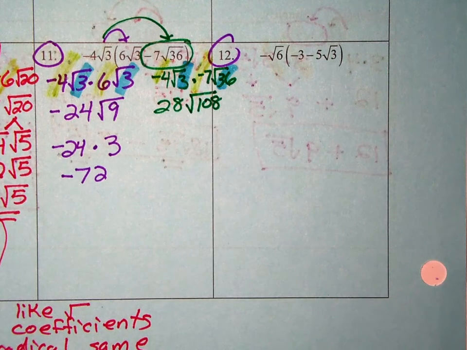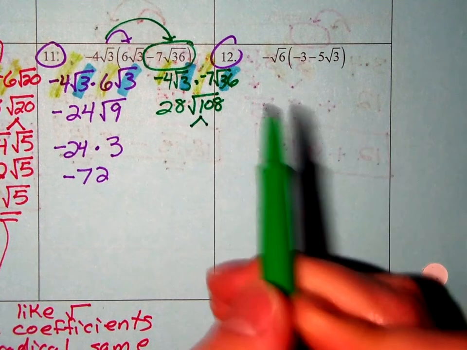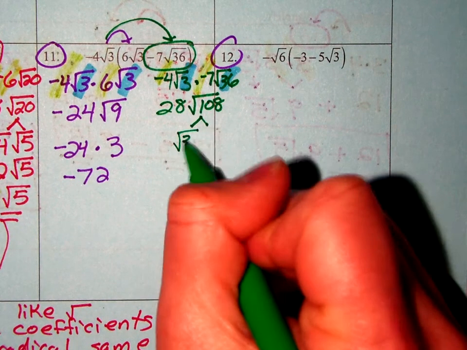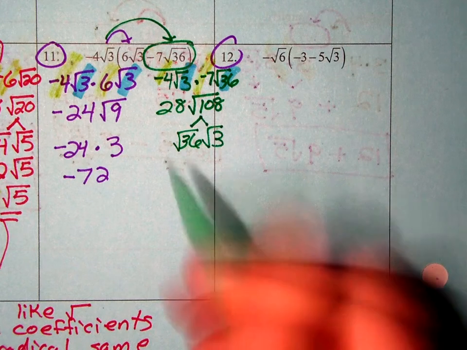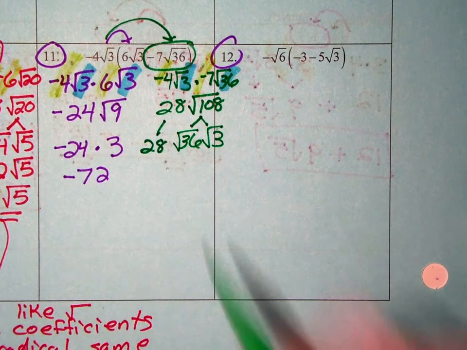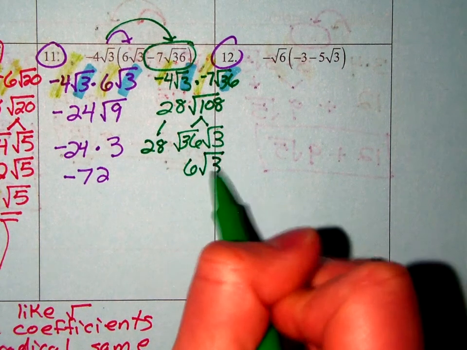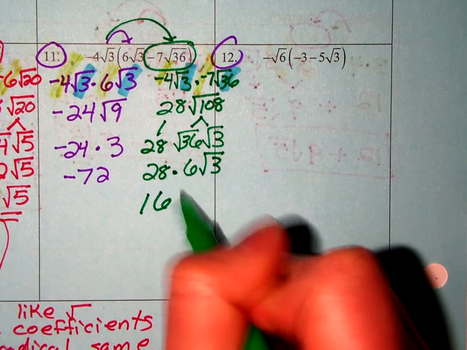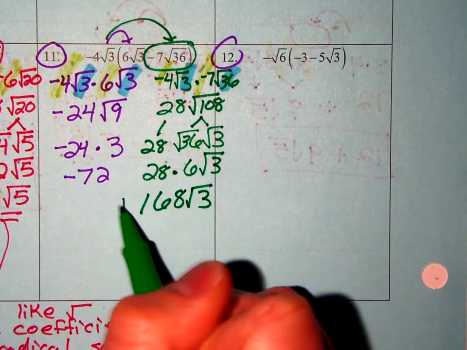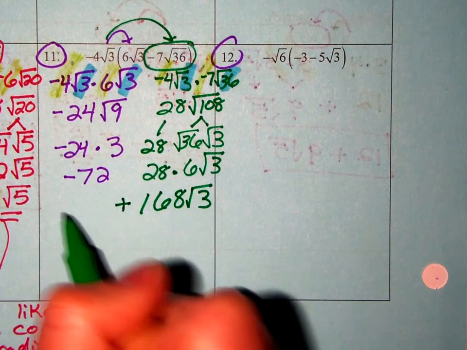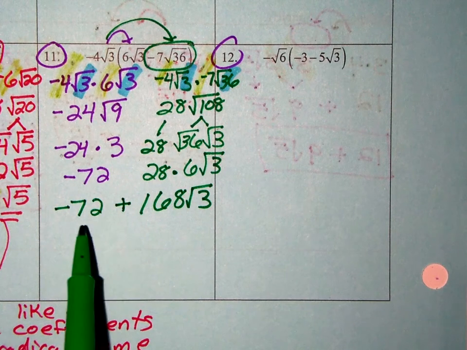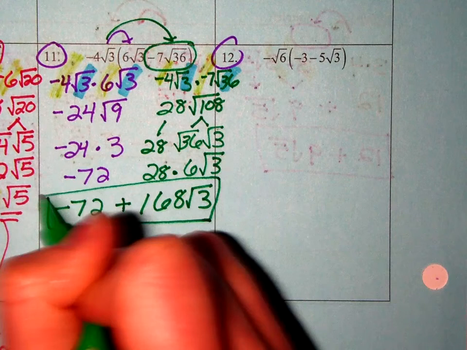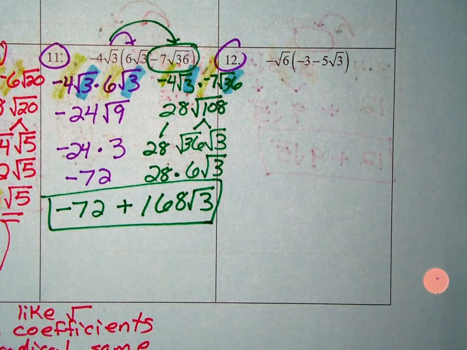Then I need to try and simplify. Well, the biggest number that goes into 108 evenly that's a perfect square is actually 36, which is what we had started with. So 36 goes into 108 3 times. We bring down our 28 out front. The square root of 36 is 6. We bring down the square root of 3 and the 28 out front. Multiply the 28 and the 6 to get 168 square root of 3. Since it was positive, I put a plus sign in the front, and then I just bring down the negative 72. These are not like terms because this has a square root, but the 72 does not. So my final answer is negative 72 plus 168 square root of 3.